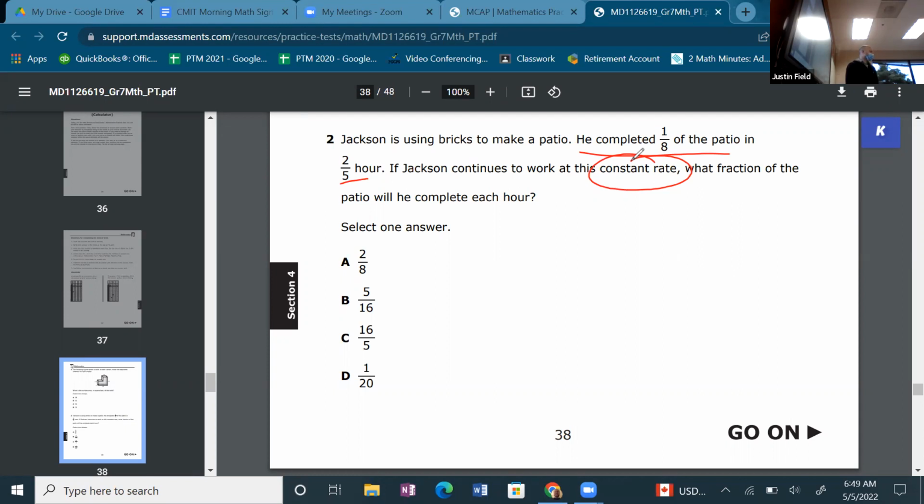So 2/5 of an hour. Let's talk about that. 2/5 of an hour, and we want to get to each hour, that's 1 hour. So let's get that 2/5 to 1. How many fifths do we have to add to get to 1? We could add 2 more fifths.